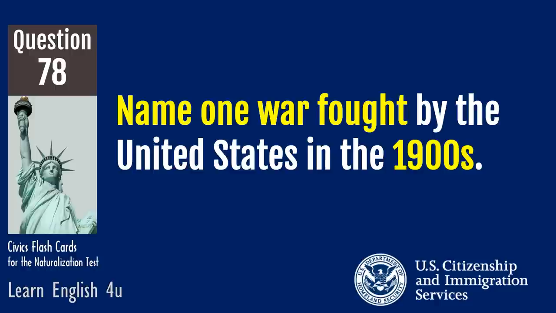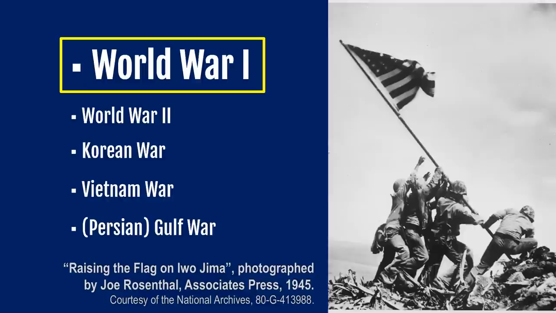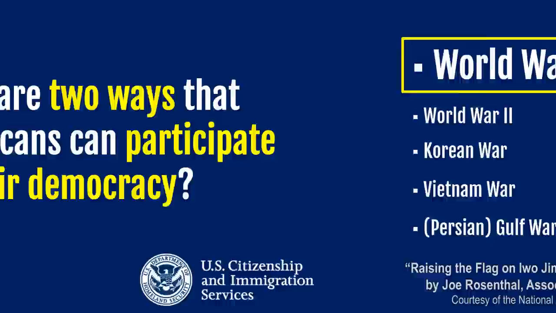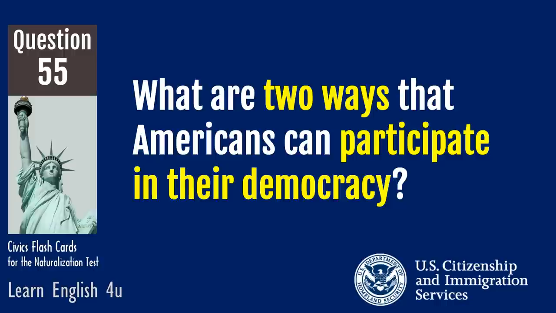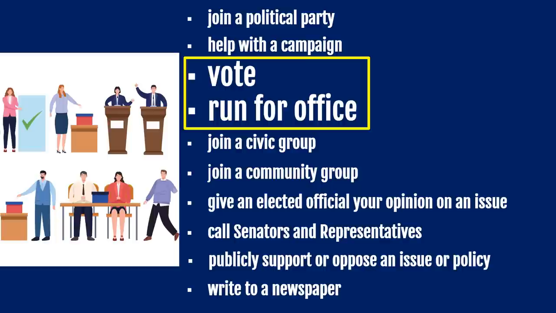Name one war fought by the United States in the 1900s. World War One. What are two ways that Americans can participate in their democracy? Vote, run for office.